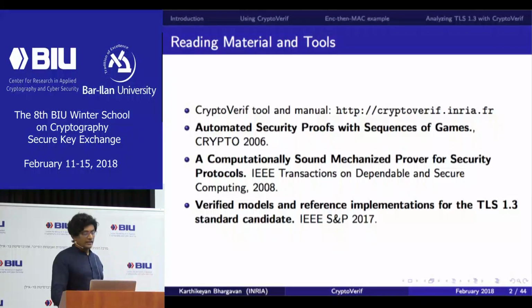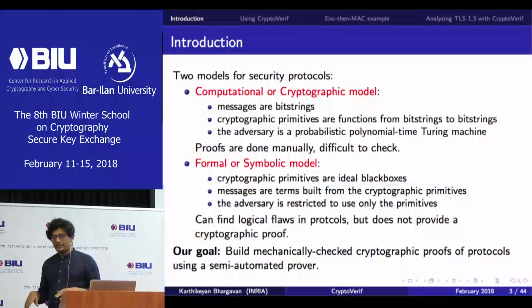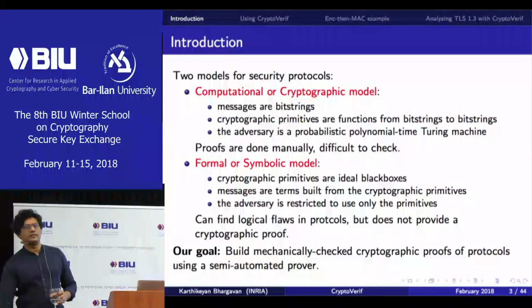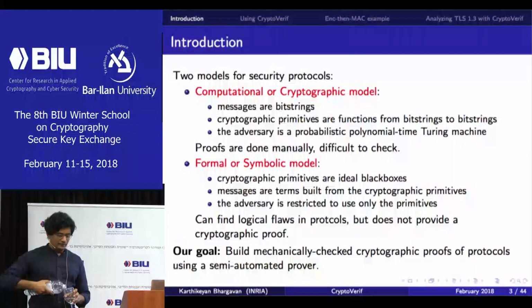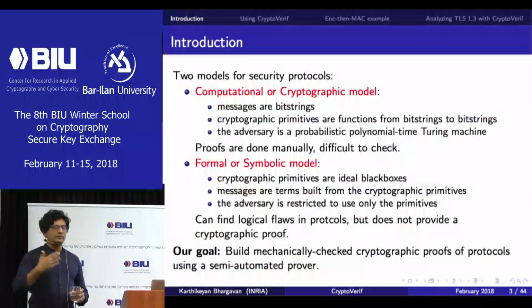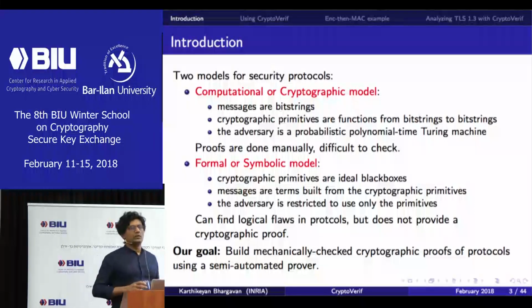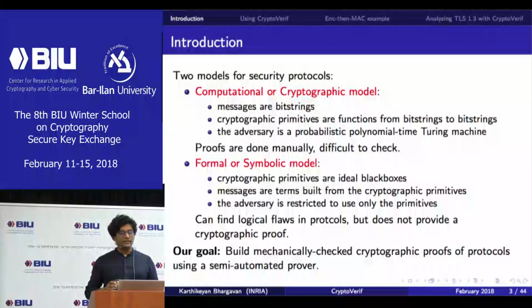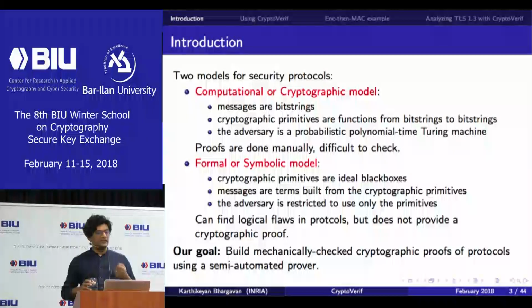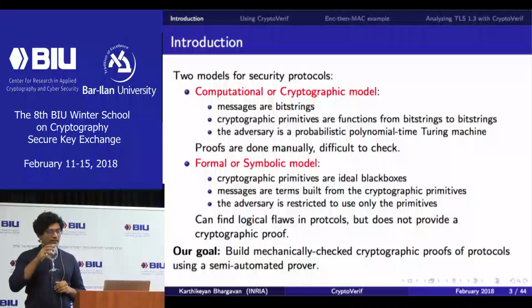So there's some reading material. I'll encourage you to look at it. Just to clarify again, we've been talking about actually two different models, and now we're going to be talking about the real cryptographic model, which, to distinguish it from the symbolic model, we sometimes call the computational model, where all the messages will now be bit strings, and all the primitives will be functions from bit strings to bit strings. The adversary will be a probabilistic polynomial time Turing machine. So classic stuff, which you guys fully understand.